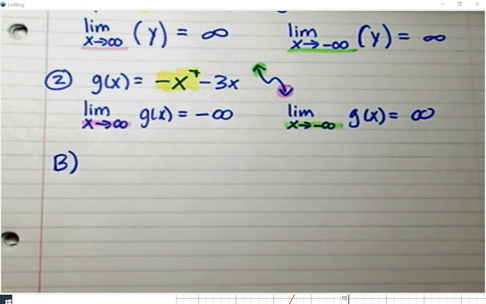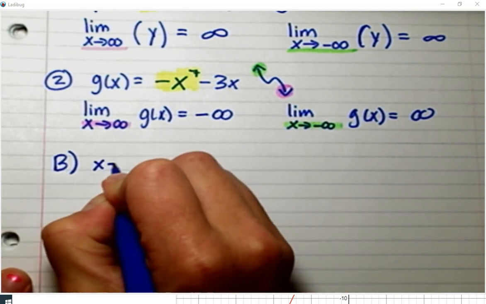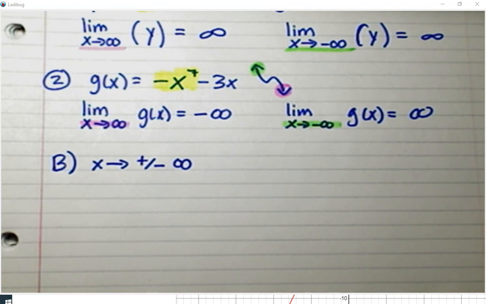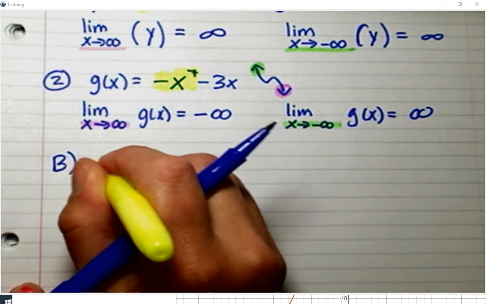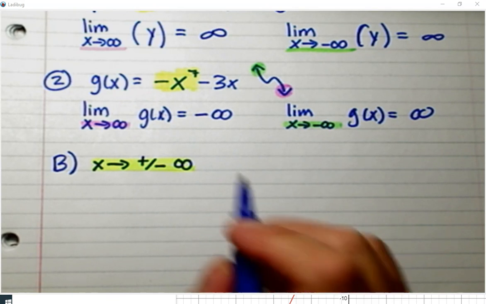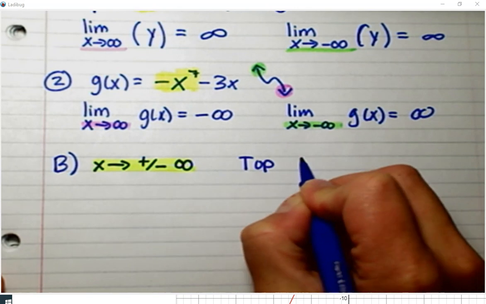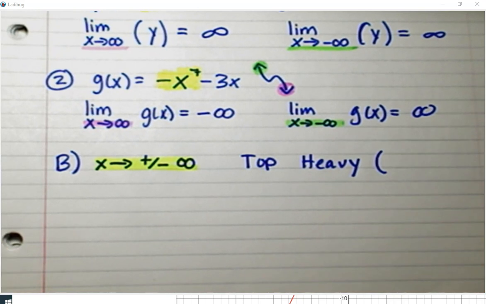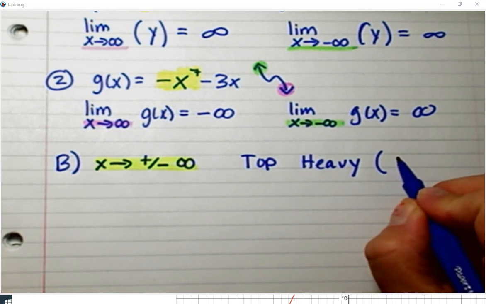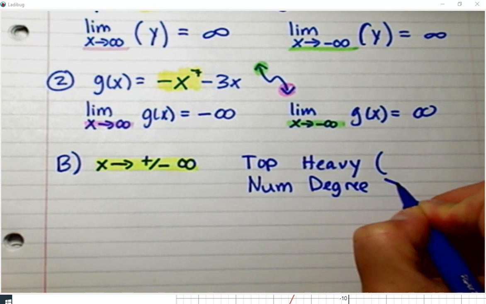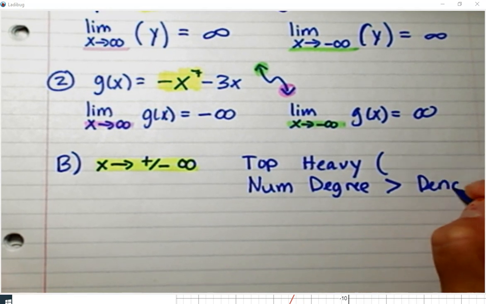Okay. Part B. We are still doing positive or negative, x is still going to positive or negative infinity. Which means we are still in this end behavior category, which means we're looking at the arrows. This one is actually going to be the top-heavy category. Top-heavy means that you have a fraction, okay? So this is where the numerator degree is bigger than the denominator degree.